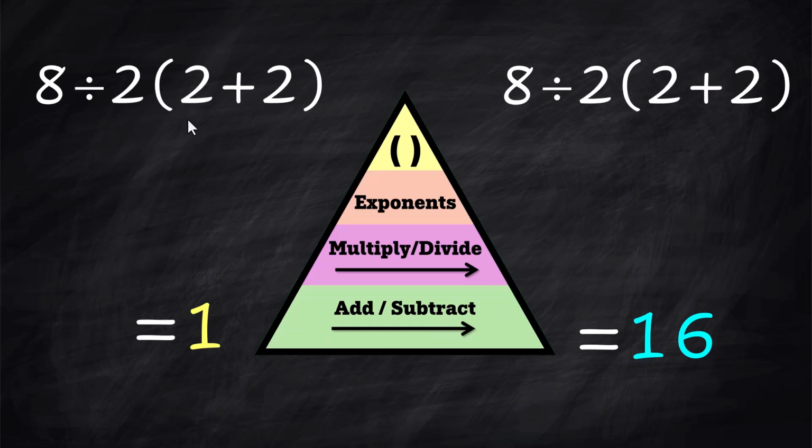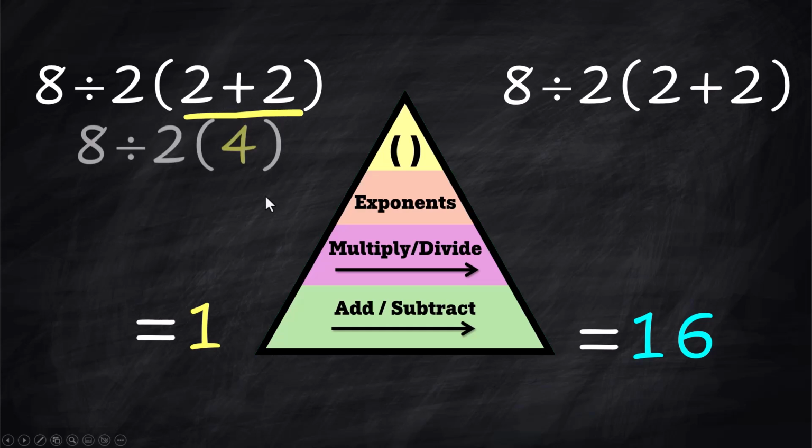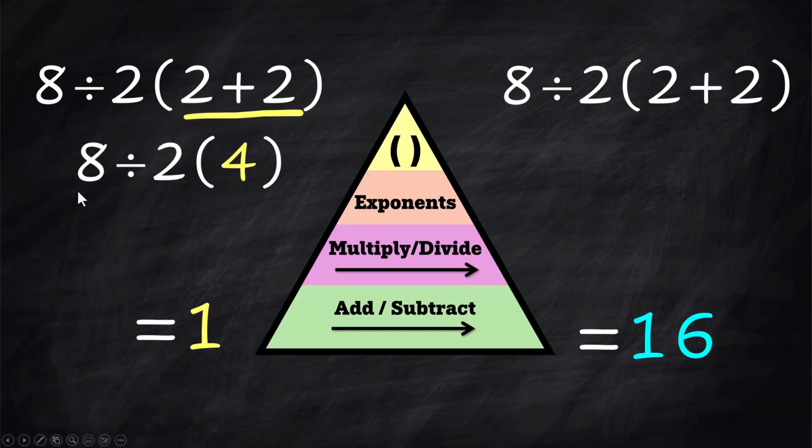This first one started with the parentheses, and they added the 2 plus 2, and that gave them a 4. Then they did the 2 times 4 and got 8 divided by 8, and 8 divided by 8 is 1, and that's how they got the 1.